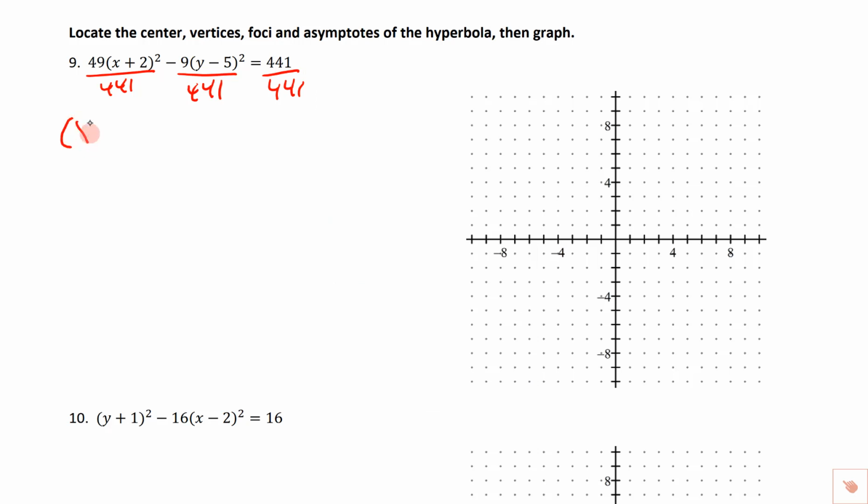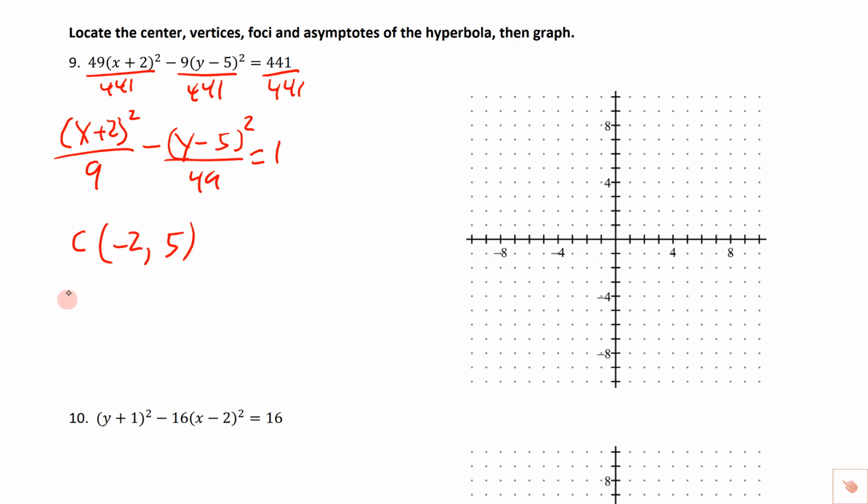This is (x + 2) squared over 9, which means this one right here, the two of these would cancel into 49, so this is going to be (y - 5) squared over 49. And then on this side, of course, we have a 1. Okay, so from this, we can tell that we've got a center. The center of this is going to be (-2, 5). And it opens in the x direction, so opens horizontally. Okay, opens to the left and to the right.